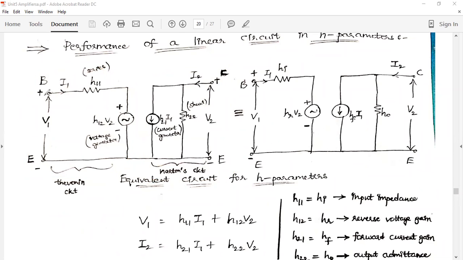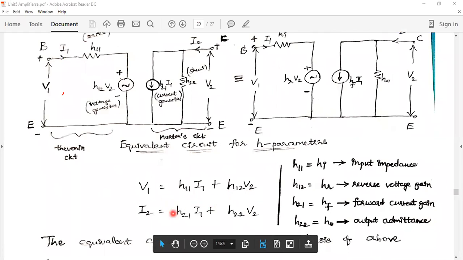Here I am considering the input voltage as V1 and input current as I1. This is the first informal way of constructing the circuit, for our convenience sake. I am going to take two equations. Let these be the equations: V1 is equal to H11 I1 plus H12 V2. I2 is equal to H21 I1 plus H22 V2. Let this V1 be the input voltage.